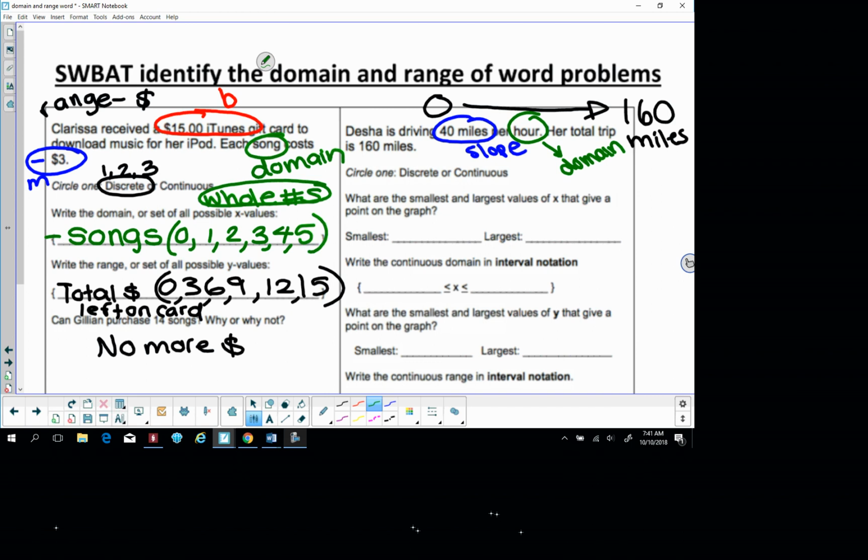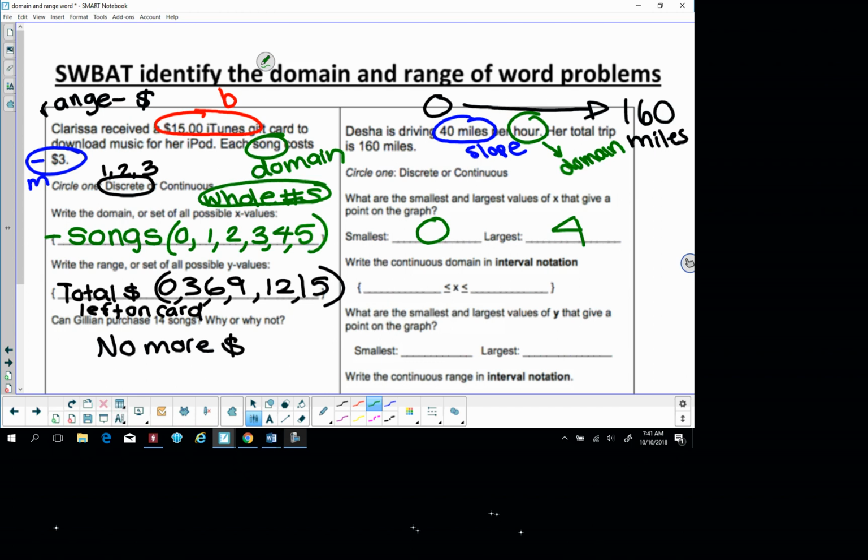And so when we're looking at domain, if she didn't even start driving yet, what's the smallest amount of hours, or where does she start? Hour 0. So she starts at hour 0. If she's driving 160 miles and going 40 miles per hour, how many hours is it going to take her to get there? 4, right? So the largest amount of hours is 4.